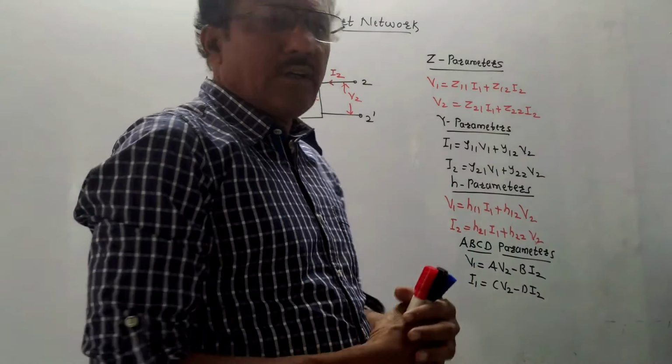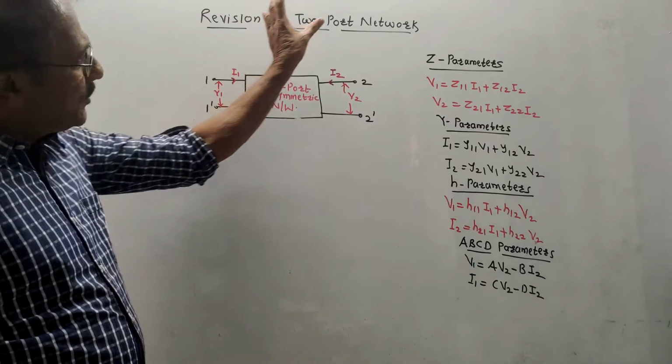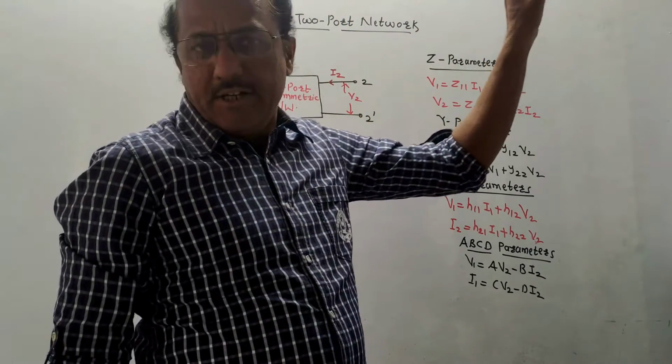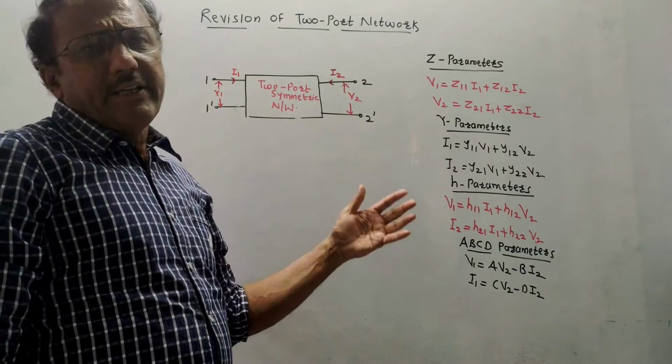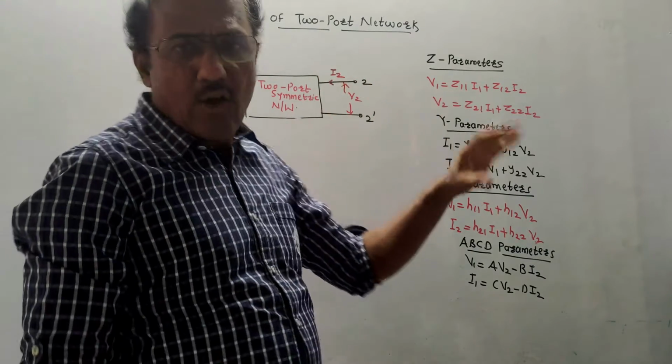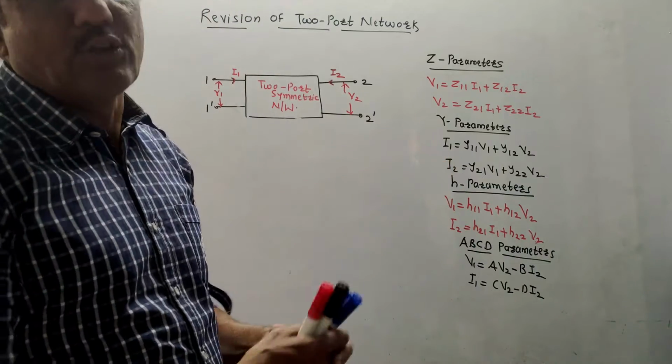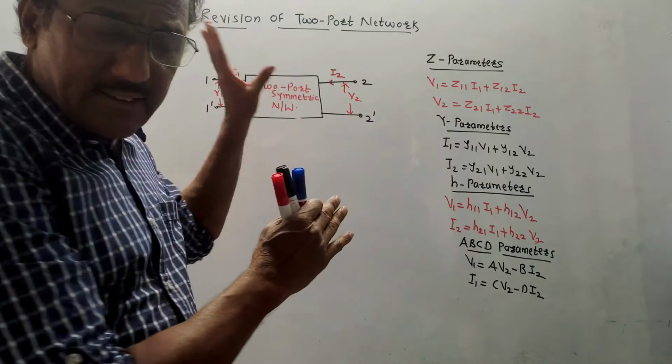Dear students, this session is for revision of two-port network parameters. It is unit number 3 from the subject electrical circuits. I have already created few videos related to this unit. I will share the link in the description box. Do watch those videos. Presently, this is the revision lecture.